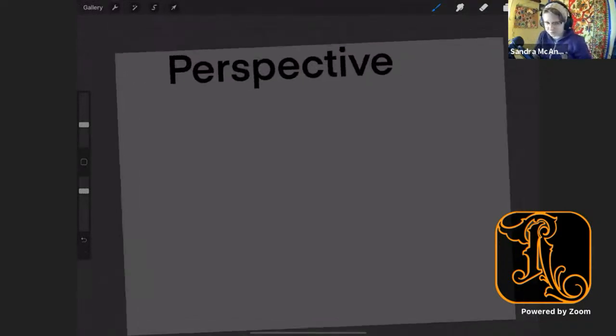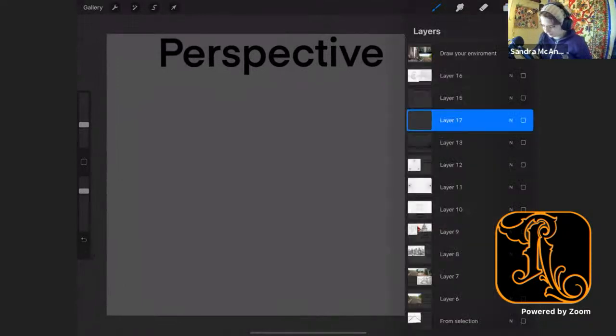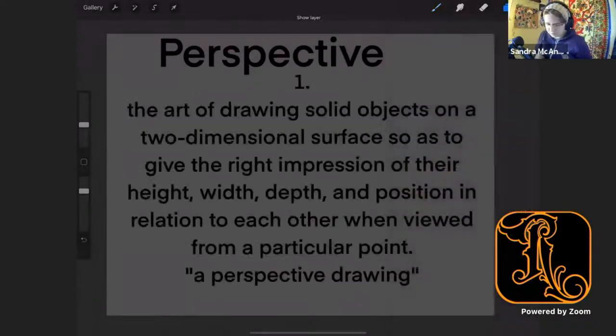Okay, perspective. So I took this definition right from the internet. This is how they define perspective: the art of drawing solid objects on a two-dimensional surface so as to give the right impression of their height, width, depth, and position in relation to each other when viewed from a particular point, a perspective drawing.